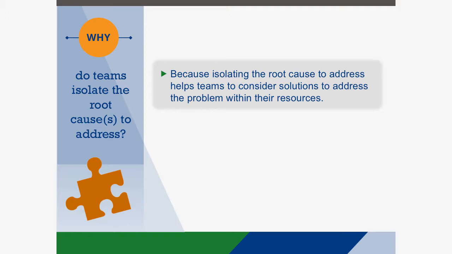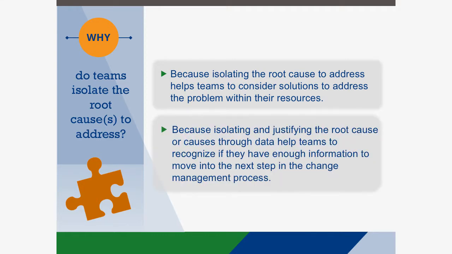By isolating or selecting the root cause or causes to address, teams are able to consider feasible solutions to address the problem. Throughout problem exploration, teams think about being flexible and feasible. It is important to think through the resources it takes to implement a solution and determine whether the team has the resources necessary to implement it independently or whether they will bring in additional support. At this point in problem exploration, teams also need to understand if they have enough information about the root cause or problem to move to the next step in the change management process. If more information is needed, teams can repeat earlier steps, like collecting and analyzing data.